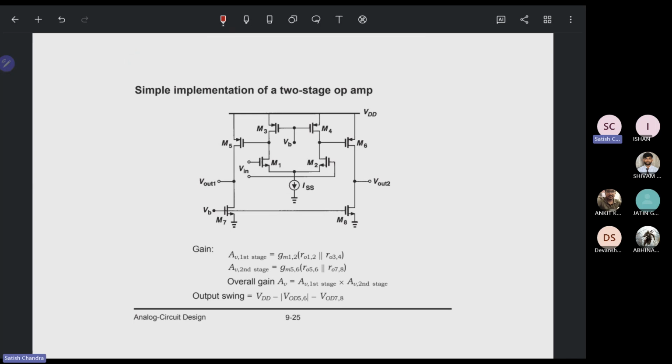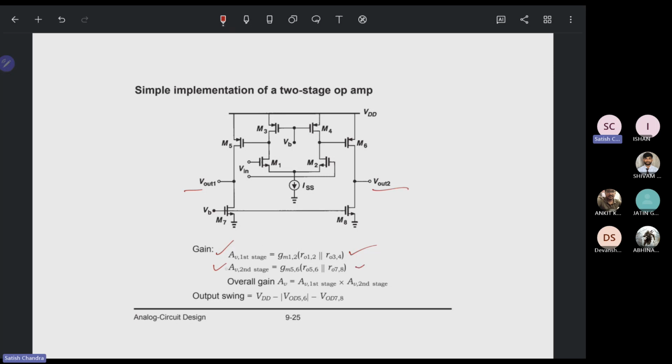Now, a simple implementation of a two-stage op-amp. See here, two stages, output 1 and output 2. This is where the AV, that is the voltage gain of the first stage, is going to come out like this when you calculate it, and for the second stage you will get this one.